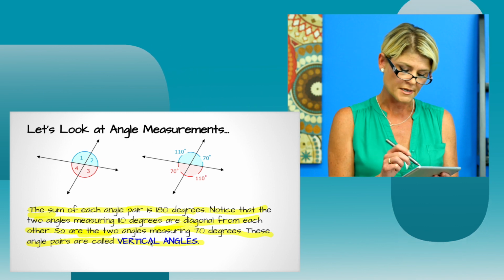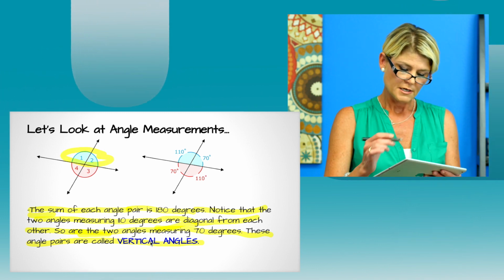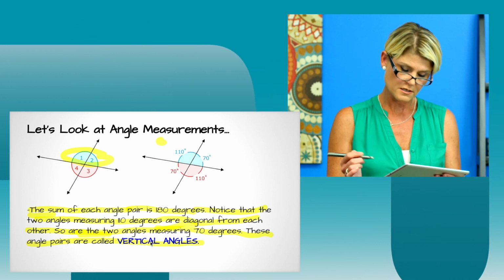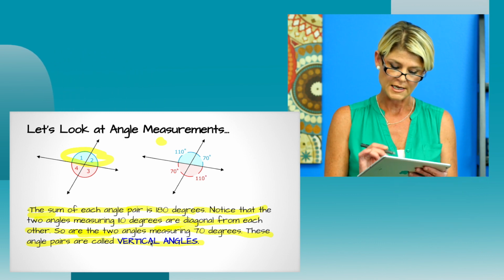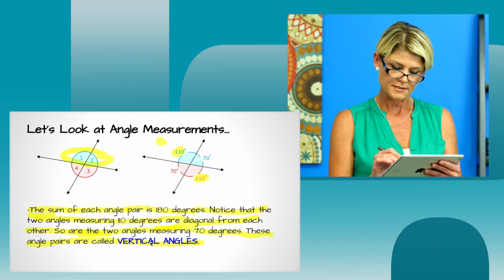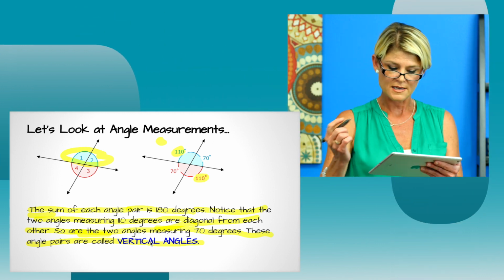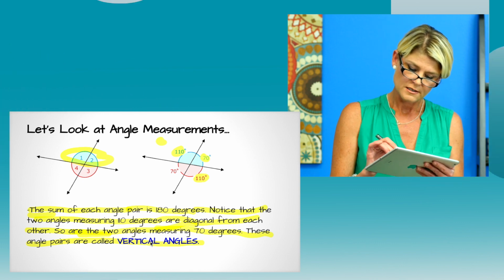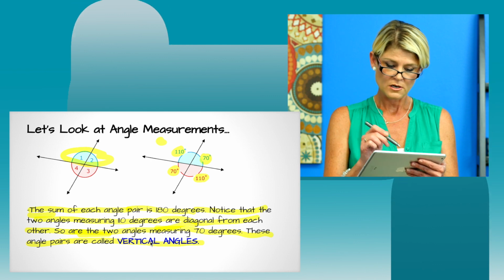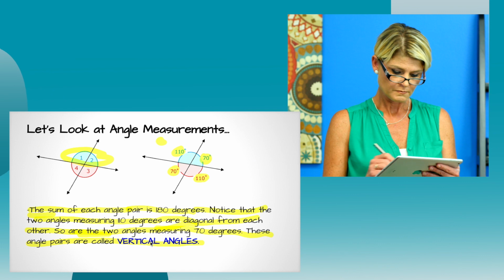So let me back up again. If we know that these two are adjacent, now we're going to move over to this other side where I put the little yellow dot. Basically what this paragraph is telling us is, have you noticed that this is 110 and this is 110? On the opposite side, diagonal, the measurement is the same. Same with the 70s: 70 degrees, 70 degrees. So it is diagonal, opposite side, and those are considered to be vertical angles.